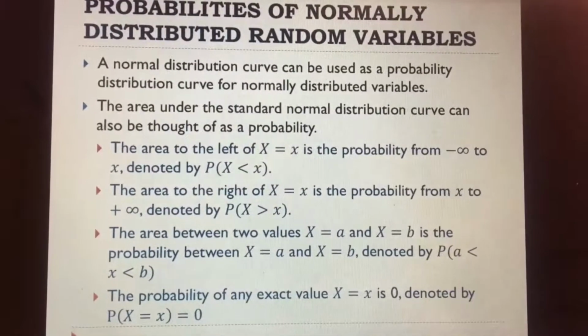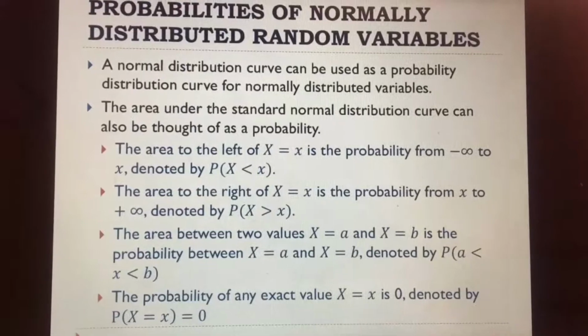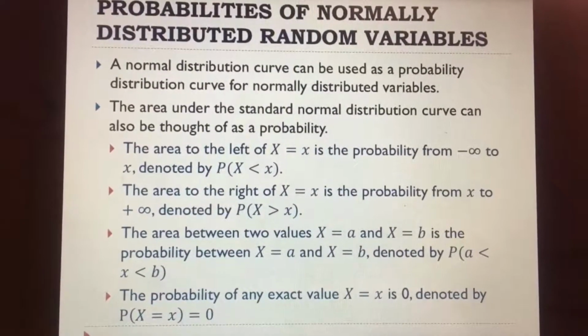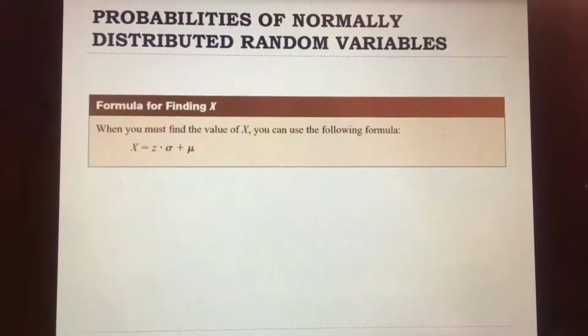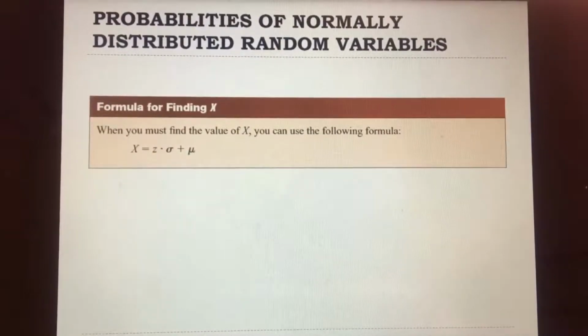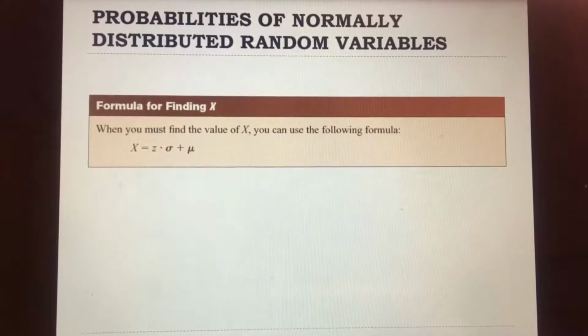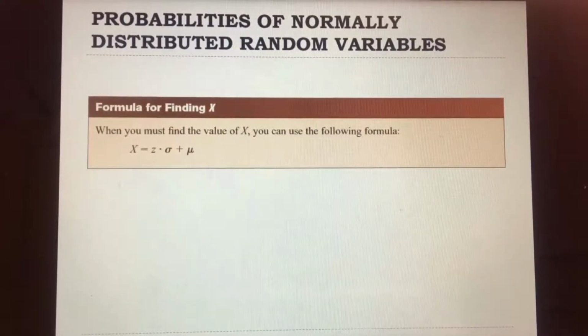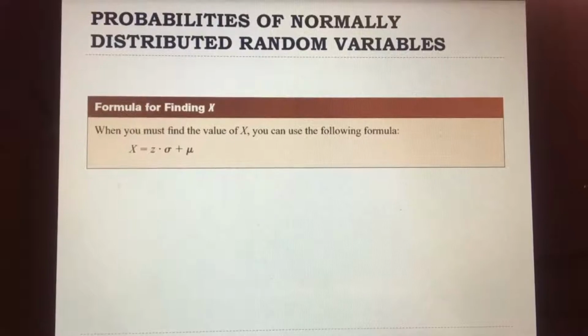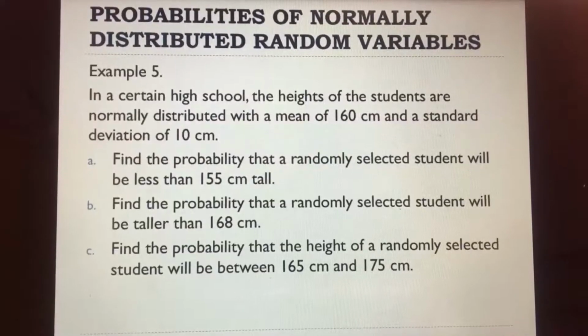For the probabilities of normally distributed random variables, when you must find the value of a random variable, you can use the following formula. A random variable x is equal to z, your z value, multiplied by the standard deviation, plus the mean.